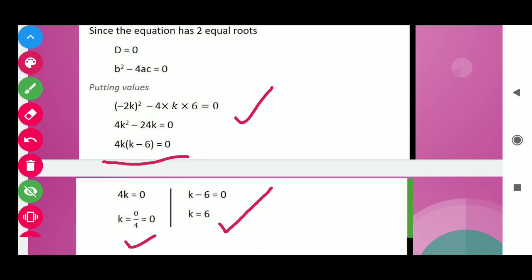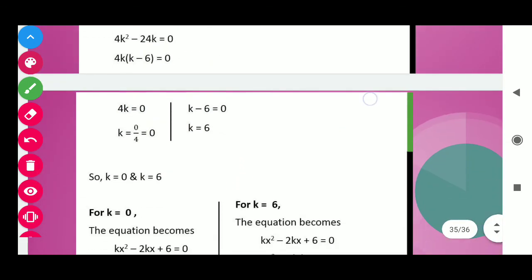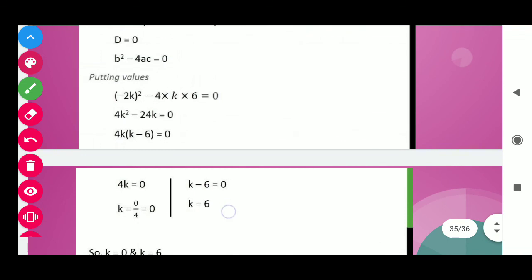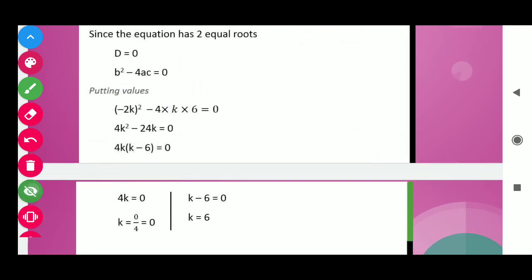So students, in this way today we have completed the questions. आप देख सकते हैं k is 0 and k is equals to 6. This is enough. Okay, this is your answer. आपको इतना ही सॉल्व करना है.